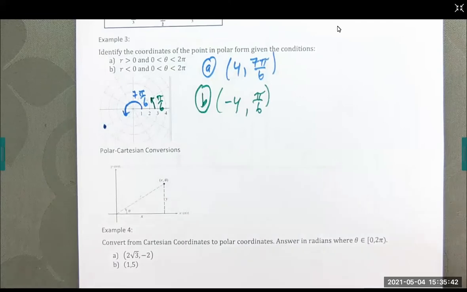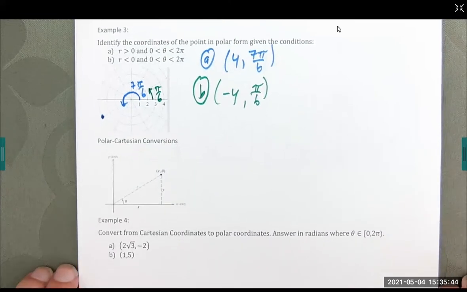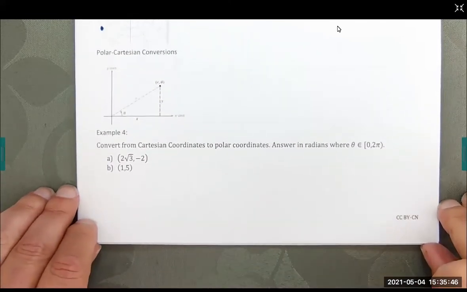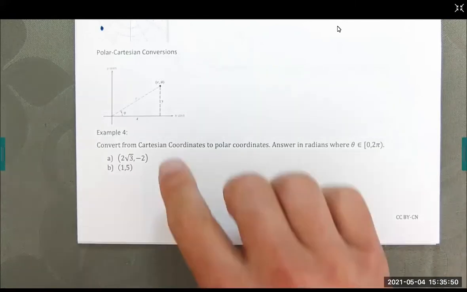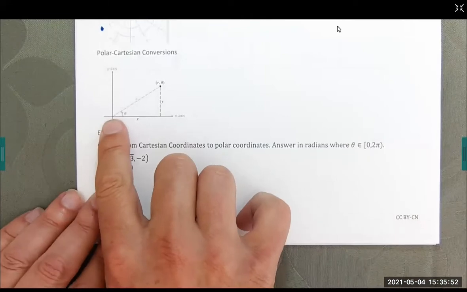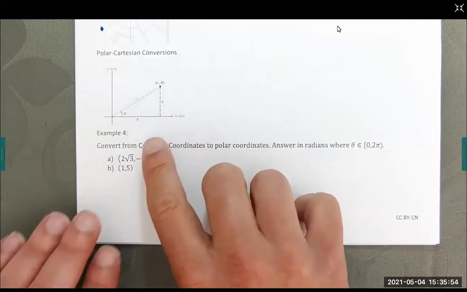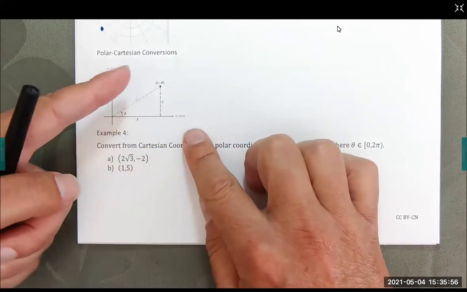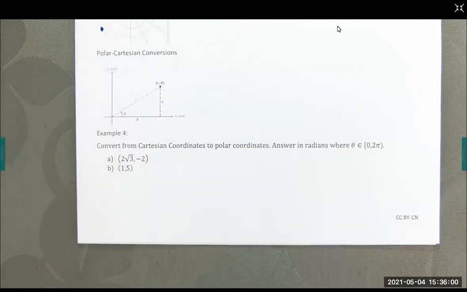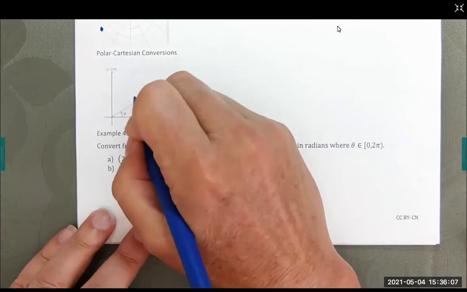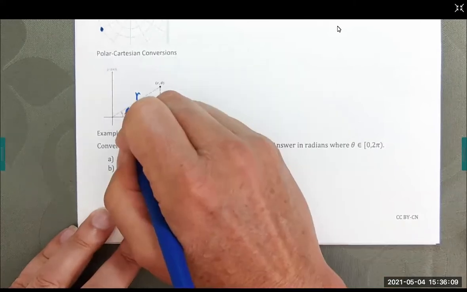All right, we are to conversions. Polar Cartesian conversions. So here we have our classic, here's our x comma y, or theta, and then the r, but we put r comma theta. And let me mark it up a little bit more clear. This is r, this is x, this is y, and this is theta.